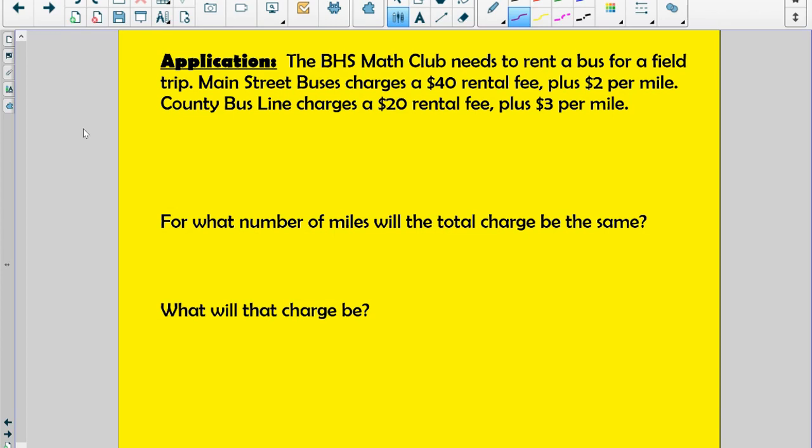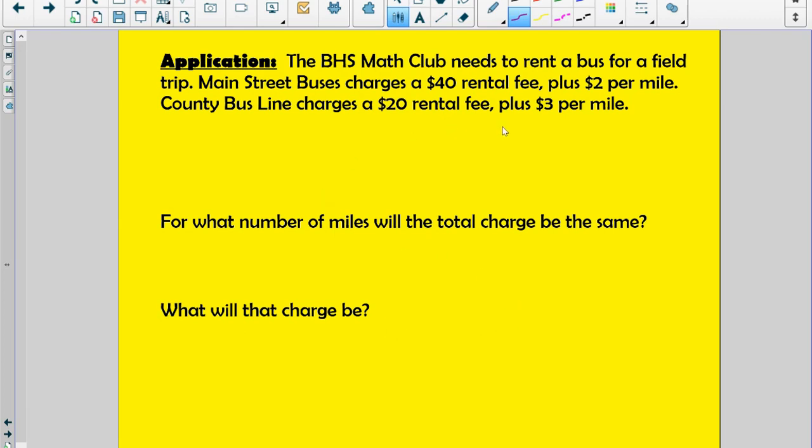So that's where we see this difference. If you have long trips, it might be better to go with Main Street Buses because it's a lower price per mile. If you have a shorter trip, then the charge per mile isn't quite so bad. You really get hit with the rental fee, so you want the lower rental fee. So we're going to use this to figure out for what number of miles the total charge will be the same, and what that charge will be.